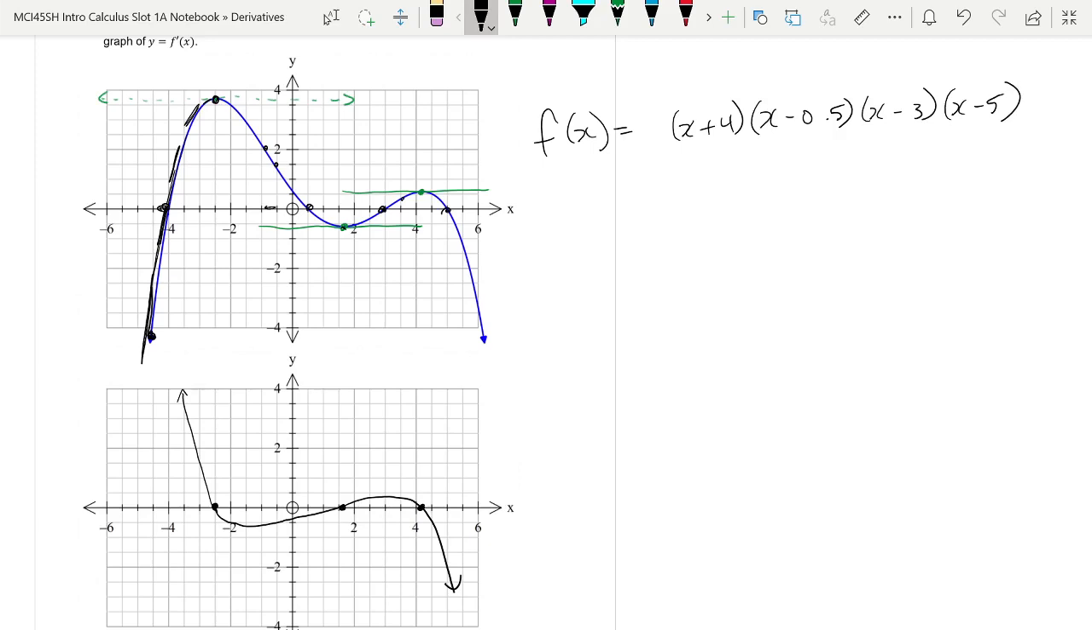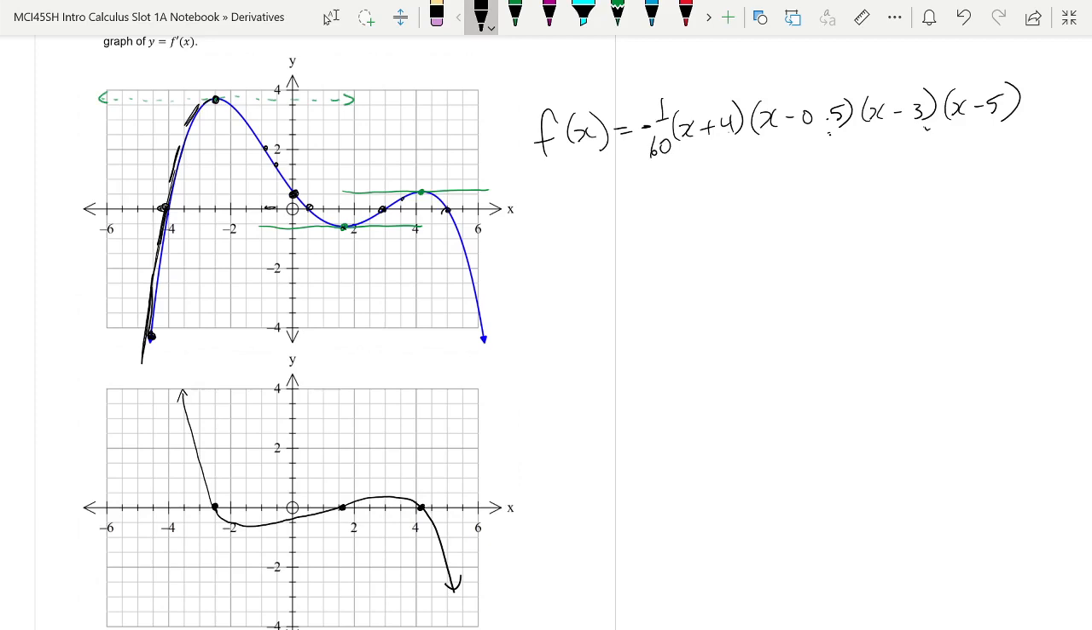Oh, and you know what else I know? I know this thing has a y-intercept of 1/2. Can you see that? Well, right now, what kind of a y-intercept do I have? I have 4 times -1/2 is -2. -2 times -3 is +6. +6 times -5 is -30. So I have to do 2 things to all these factors. I have to multiply by a negative to get rid of the fact that right now my y-intercept's negative. And how do you turn the number 30 into 1/2? Well, you'd have to divide it by 60. So there we go. I think this function is something close to that.